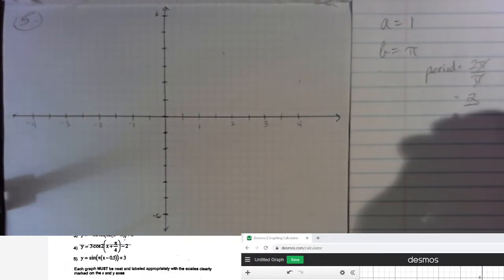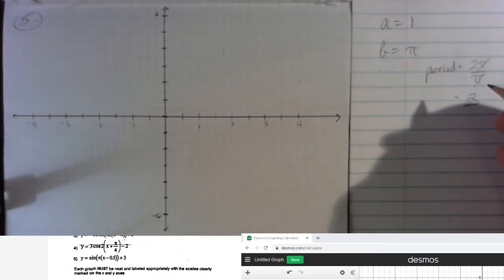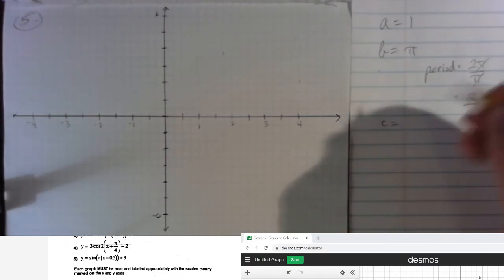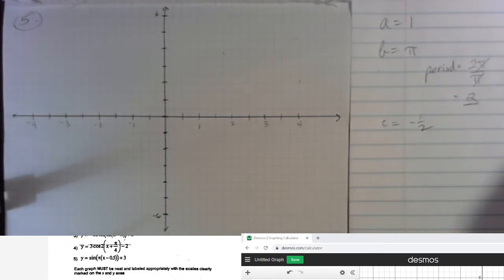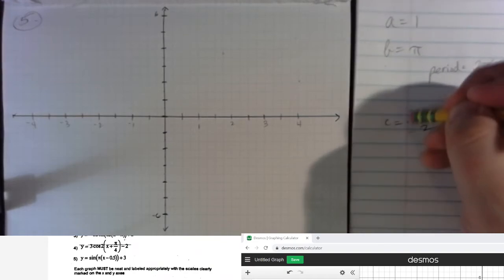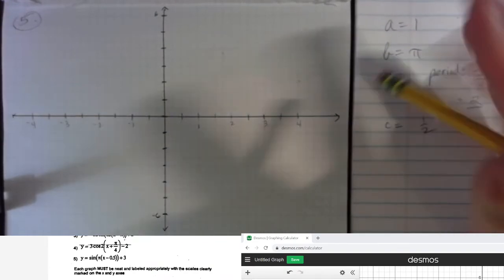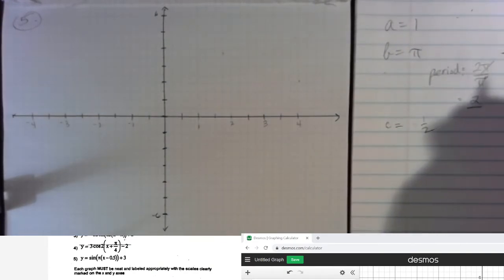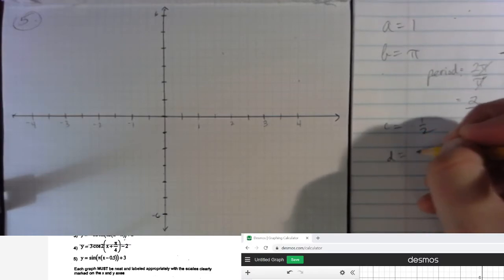We've got A dealt with, we've got B dealt with. Our C value is, what is our C value? Negative 1/2. There's another good reason to count in halves. C is negative 1/2. They use 0.5. Positive 1/2. They use decimals. I like fractions better. And my D value is 3.